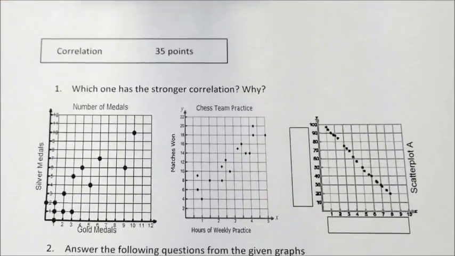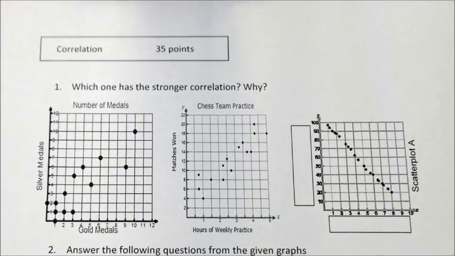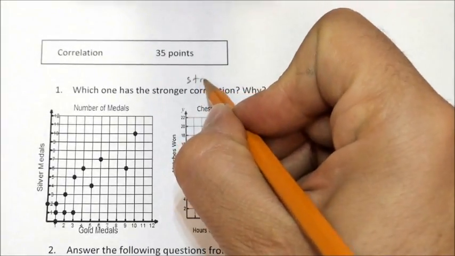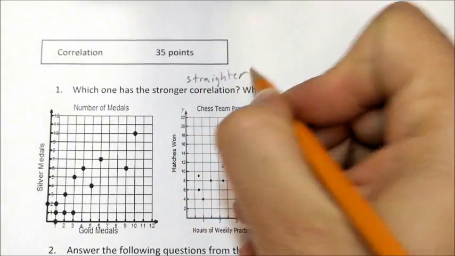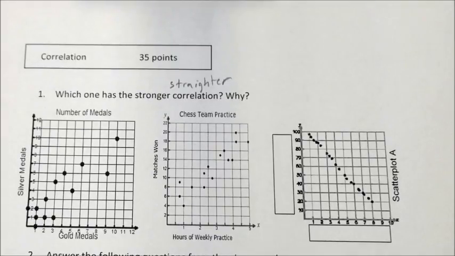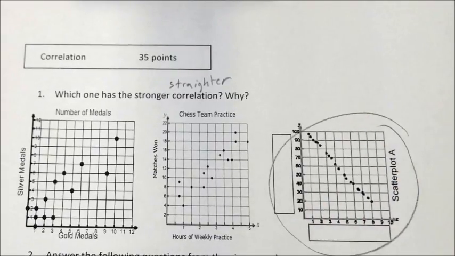All right, which one has a stronger correlation? The one that is straighter. The one that looks more closely like a straight line would have a stronger correlation. That one.